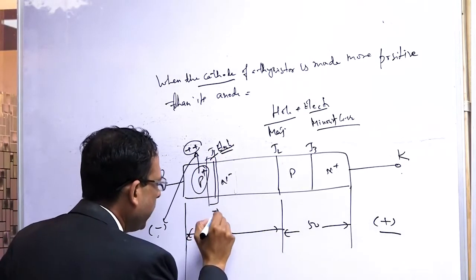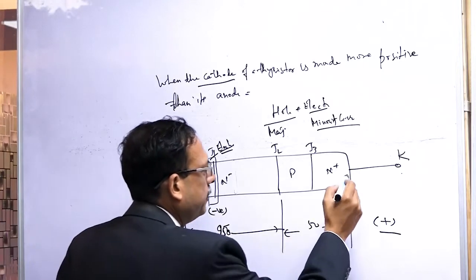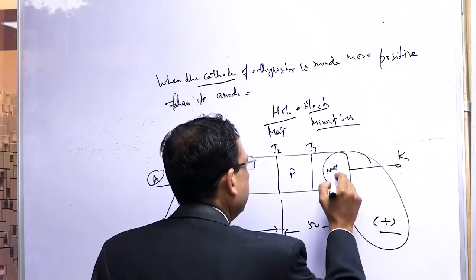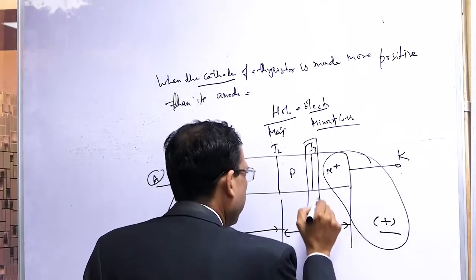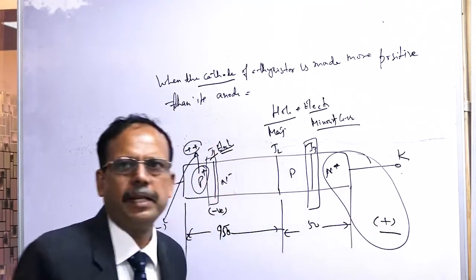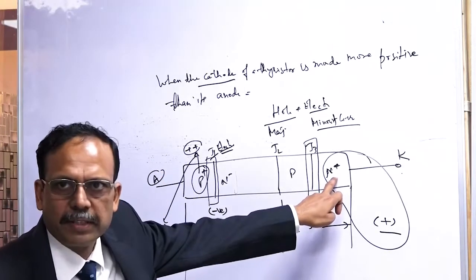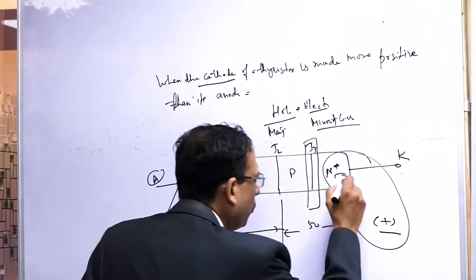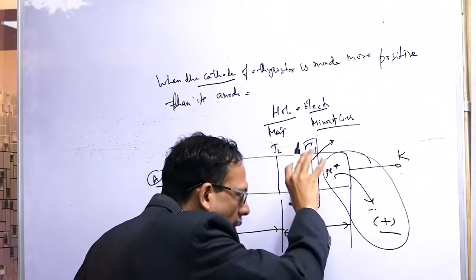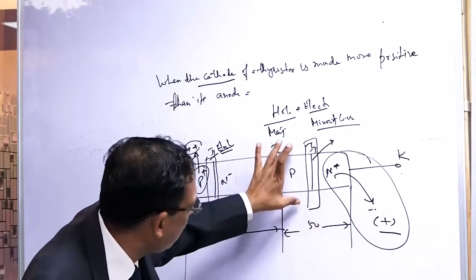So this is going to be negative. Okay. What about here? When the positive is here, and the N plus is there, what are you expecting? This means more electrons are there, so electrons will be attracted toward this positive. If all the electrons are taken out by this positive, what will be left out here?